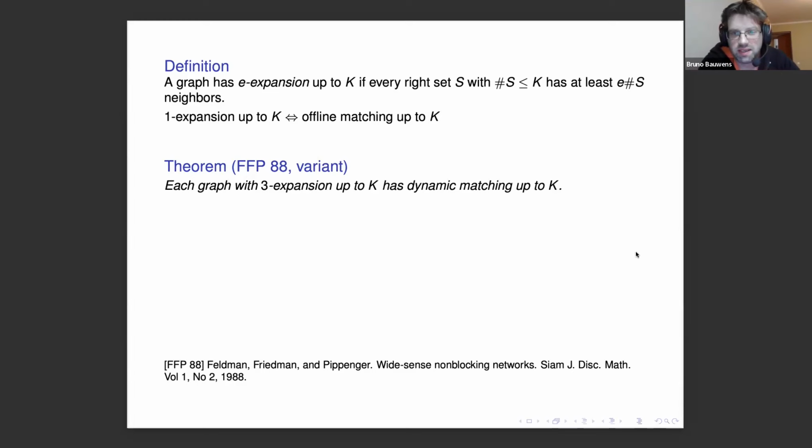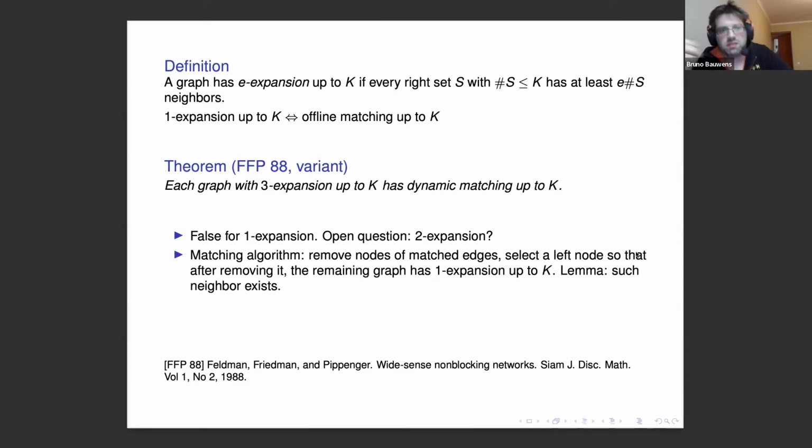So what's their matching algorithm? Can you show the next slide? Okay, so well, the strengthening, I don't know the answer whether we can get this theorem with 2 expansion. So then what is their algorithm? Next slide. So it's very easy.